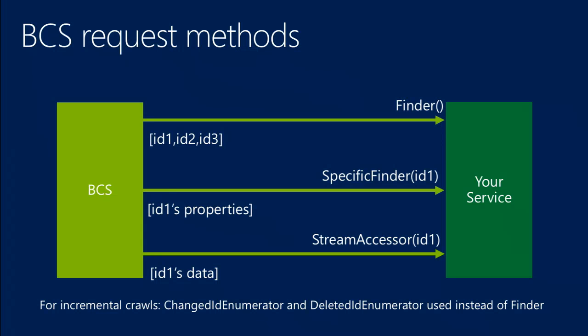So this is for a full crawl. Later, for the incremental crawls, you'll get 2 other methods. You'll get the changed ID enumerator, which is basically asking for all the IDs that have changed. And you'll get the deleted ID enumerator that's asking for all the records that have been deleted. Note that if you don't implement those, it will do a full crawl every time. So you will want to do that.